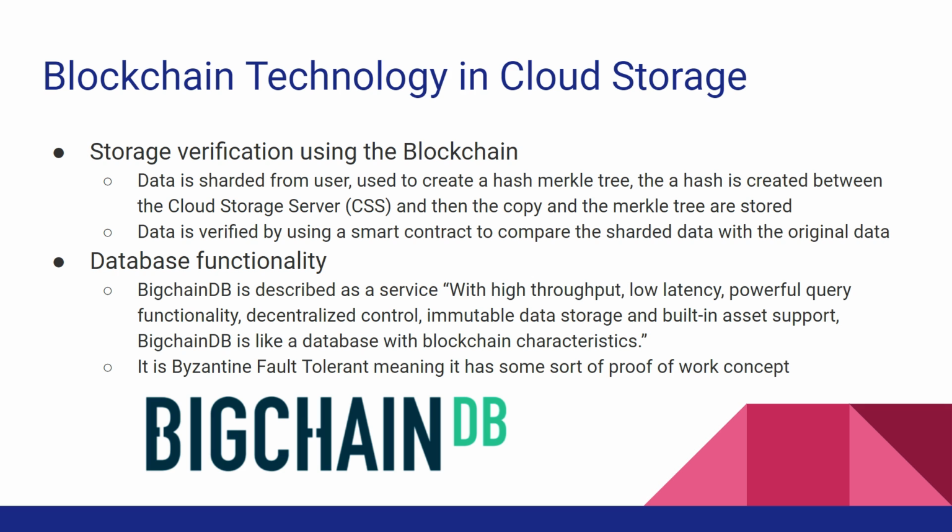So now we're going to go on to its applications, and one of the many first is blockchain technology in cloud storage. Typically, you could do storage verification using a blockchain. Data is sharded from the user and used to create a hash Merkle tree. The hash is created between the cloud storage server, and then the copy of the Merkle tree is stored. Then the data is verified using a smart contract to compare the sharded data with the original data. This is to verify, perhaps even some compression schemes, whether it was lossless or not. It's more or less to verify the integrity of the entire data. This is simply done with blockchain.